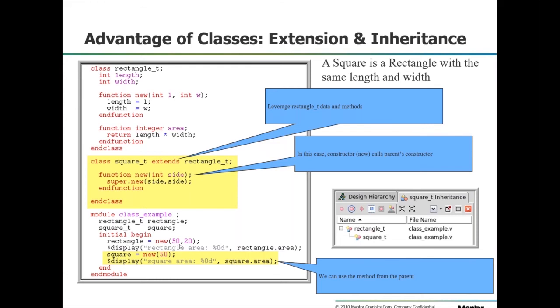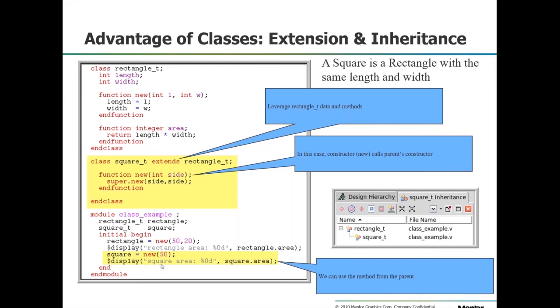I declared a rectangle of 50 by 20, and I do that display. Now I say I'm going to call a square, and I say the side is 50, but you'll see up here that means 50 and 50 are passed into here. So that creates that rectangle there.